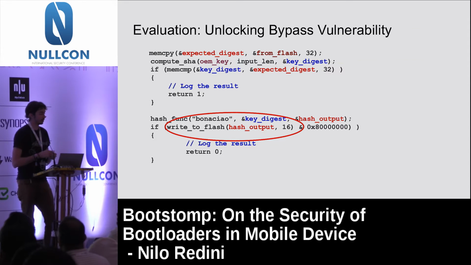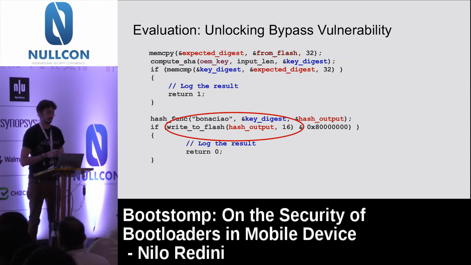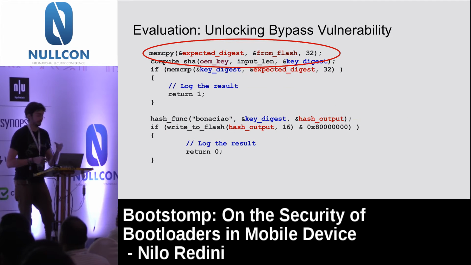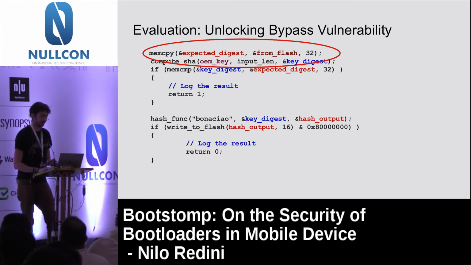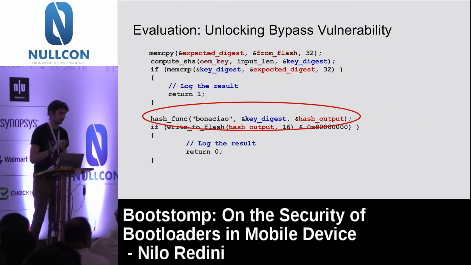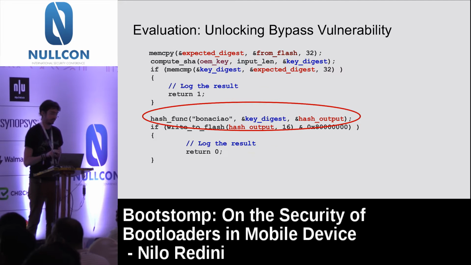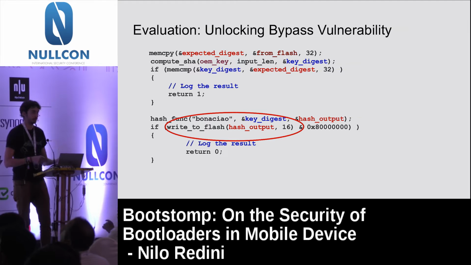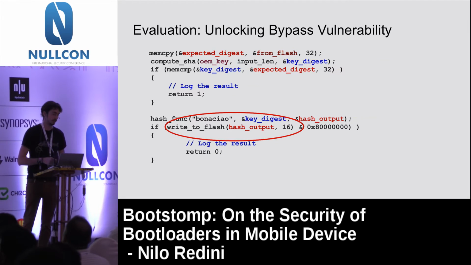Now, even though an attacker might not know the OEM key, what she can do is directly read from persistent storage and get the expected digest. After this, she just has to compute the hash function using the constant string with the expected digest and write the result on persistent storage. By doing this, she will be able to unlock the bootloader, bypassing the OEM key part.